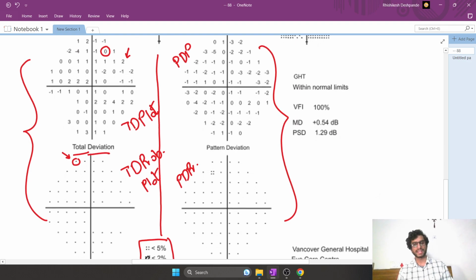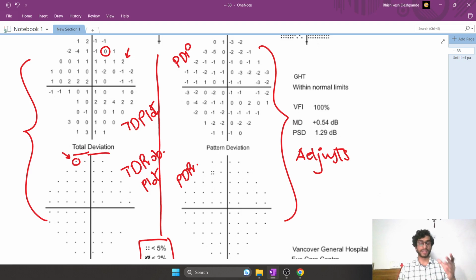Pattern deviation basically adjusts for any generalized pathology in the entire eye. For example, if the patient has a cataract, the patient is going to have a depressed perimetry because the cataract is not going to allow those small stimuli to reach the retina. Consequently, you might interpret it as glaucomatous disease, whereas the diminution of vision and abnormal perimetry would actually be because of the cataract.